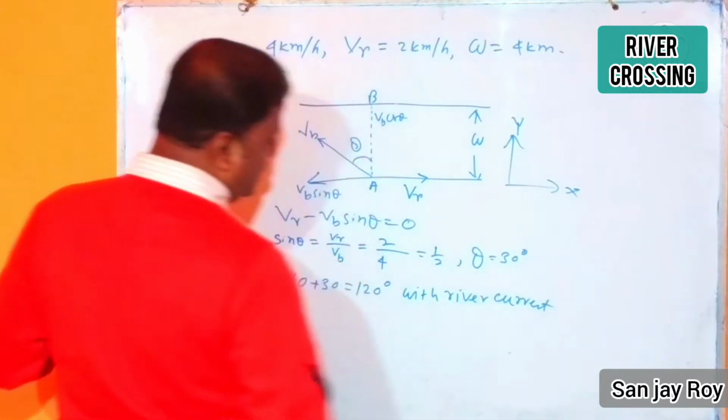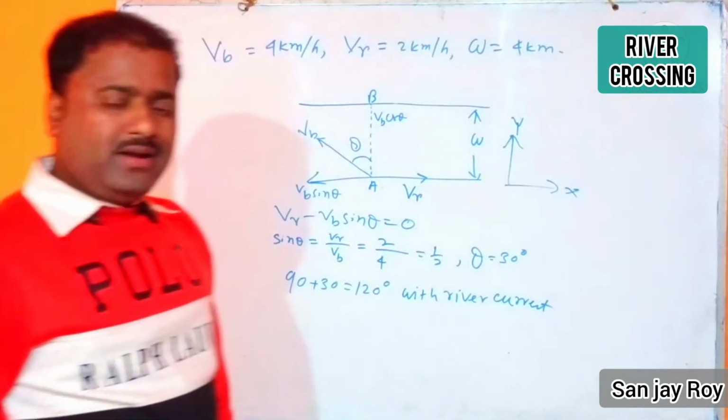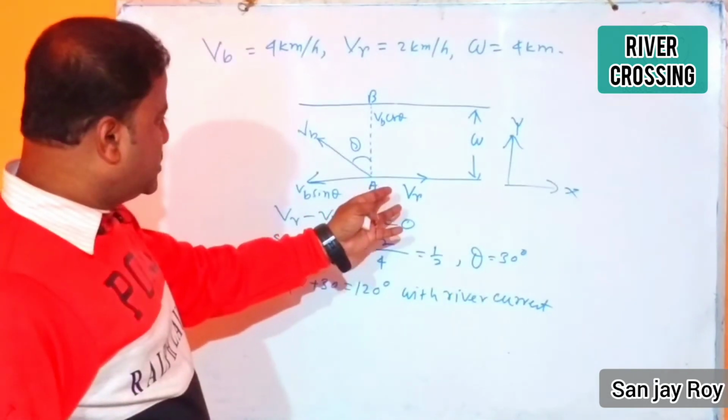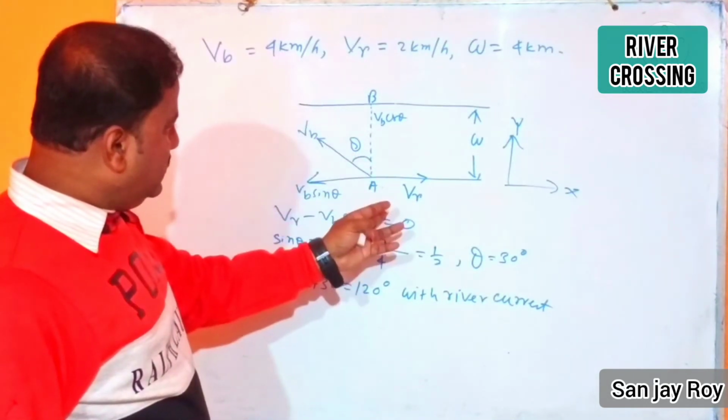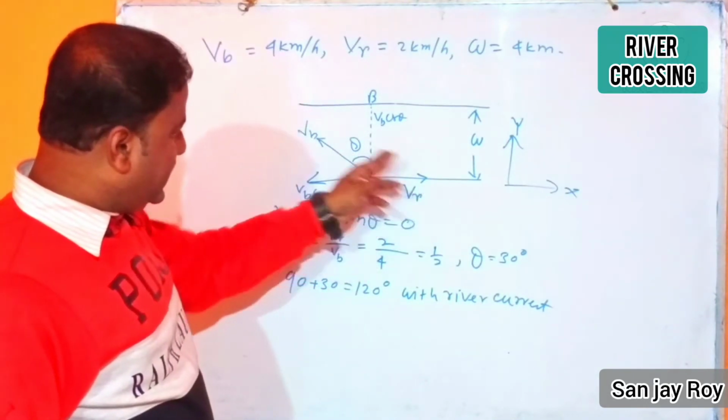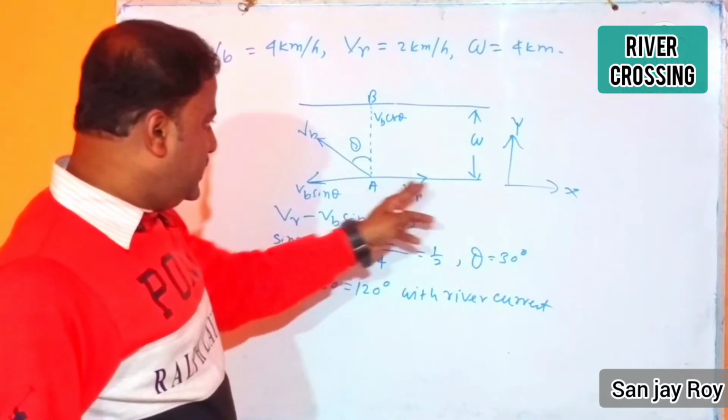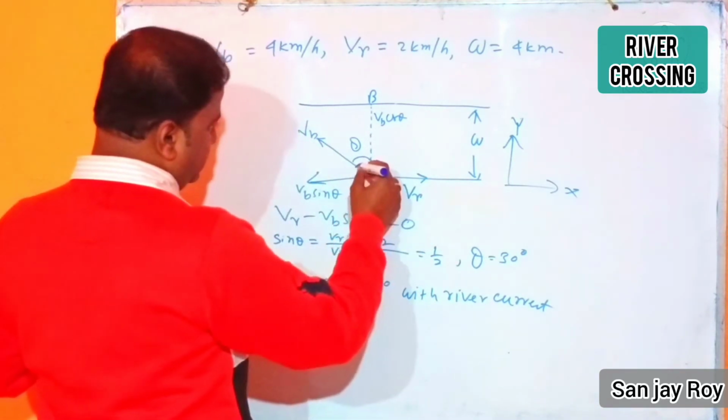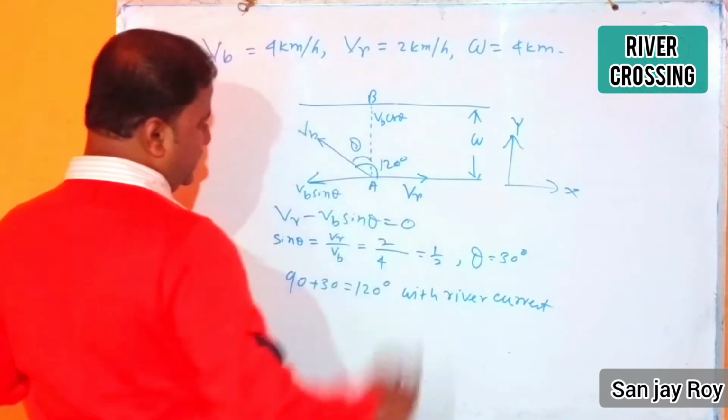This is our direction. The boat should head along the direction with an angle 120 degrees with the river current. This is the 120 degree angle.